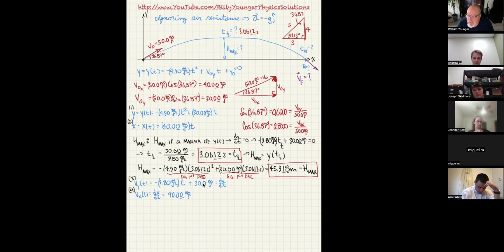Is that the one where it's like the final velocity squared equals the initial velocity squared plus 2 times the acceleration times the distance? Exactly. Good job. All right. Now, Dylan had a question. Go for it, Dylan. I think that was you that answered too, wasn't it? No, I think that was Alec.